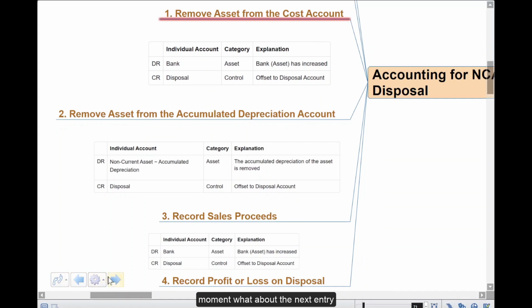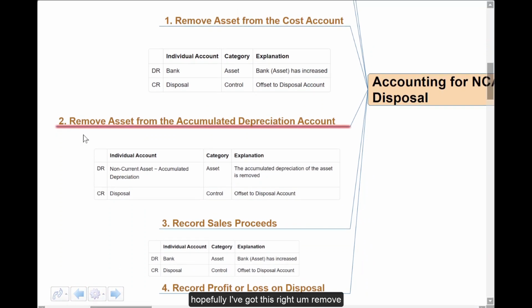What about the next entry? Hopefully I've got this right. Remove asset from accumulated depreciation account. What we simply mean by this is we can't leave accumulated depreciation in a set of accounts where the asset has gone.